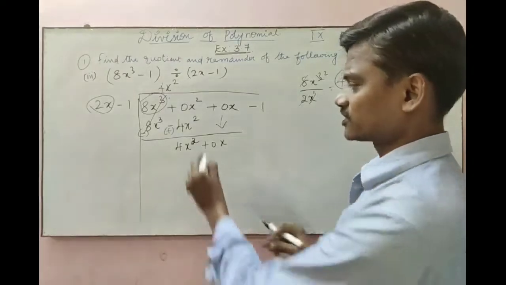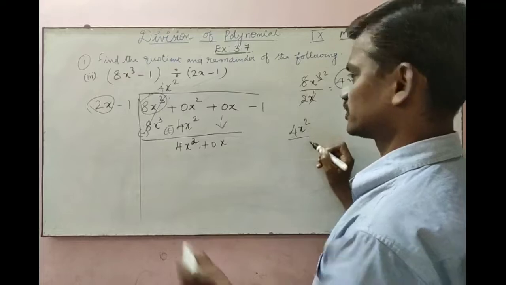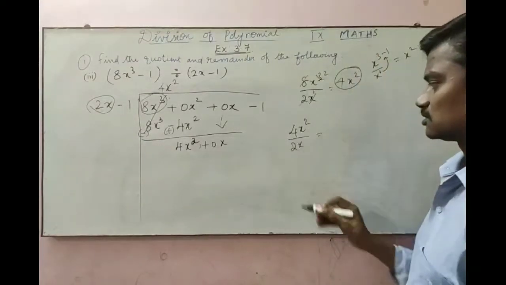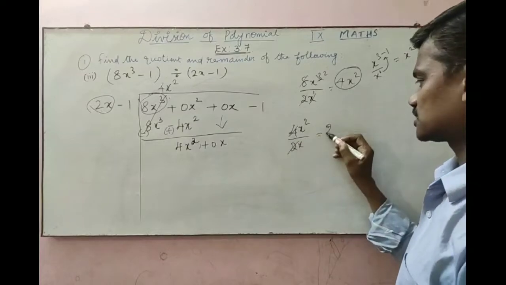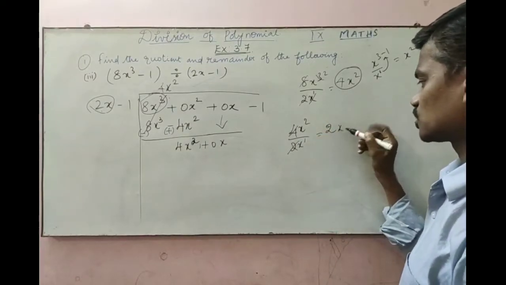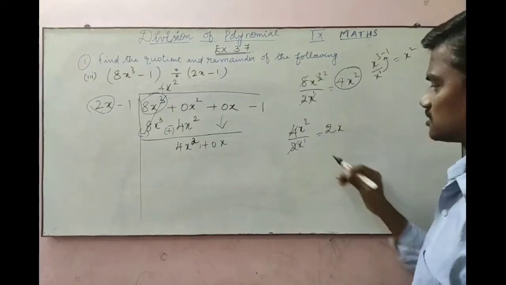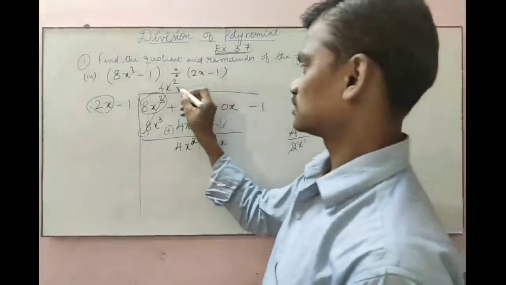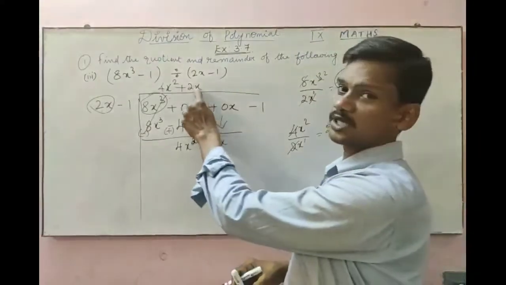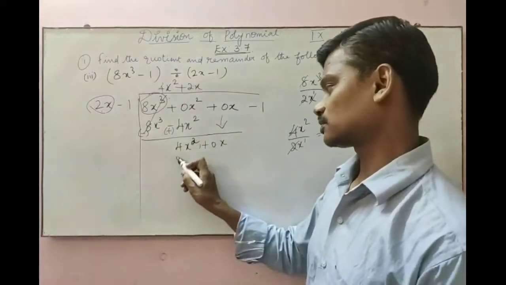Again I have to take the first term. What is the first term here? 4x square divided by the first term of the divisor is 2x. 2, 4 gets cancelled, I will get 2. Here x power 2 minus 1 gives 1, so x power 1, we write it as x. So 2x. Take it to the quotient. If you multiply the 2x with again 2x, you will get 4x square.